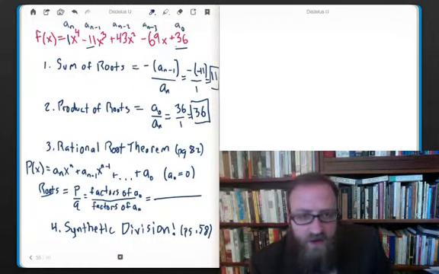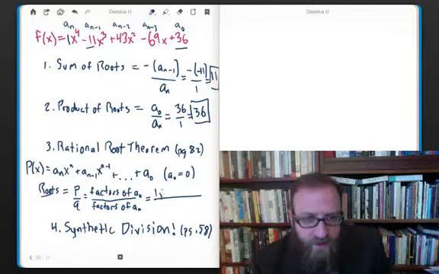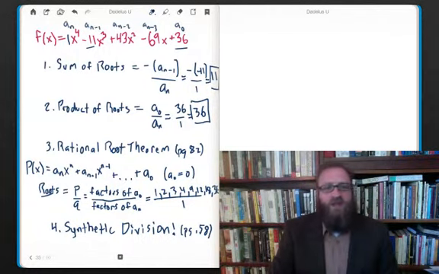Well, our a sub 0 was 36. So what are the factors of 36? I'm just going to write them here. 1 and 2 and 3 and 4. Then we jump to 9 and 12 and 18, and of course 36 itself. And over the factors of a sub n, which is just our one coefficient, again making things simple for us today.